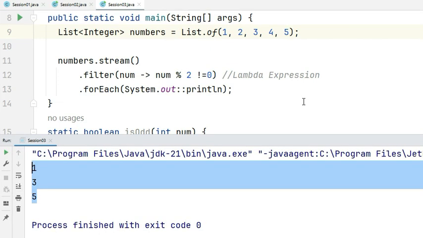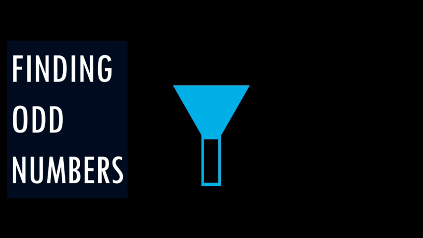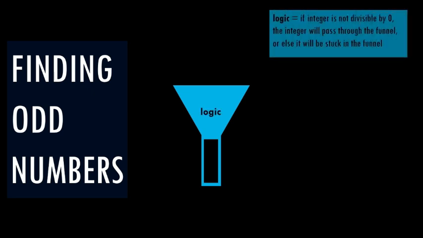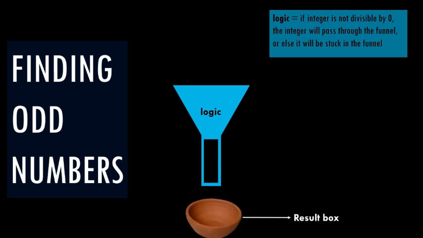Now we'll see how the filter method works. So we are going to find odd numbers. This is our funnel through which we are going to filter. This is the logic. Logic is that if the integer is not divisible by 2, the integer will pass through the funnel, or else it will be stuck in the funnel. This is the result box where we'll collect everything, and these are the integers, the list of integers 1, 2, 3, 4, 5. Now one by one these will come into the funnel.